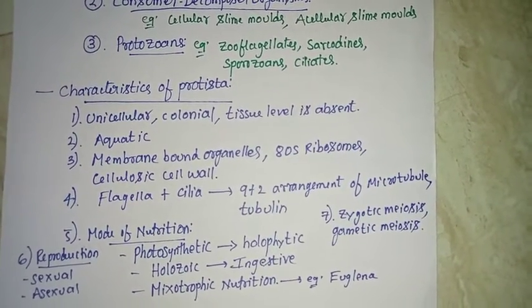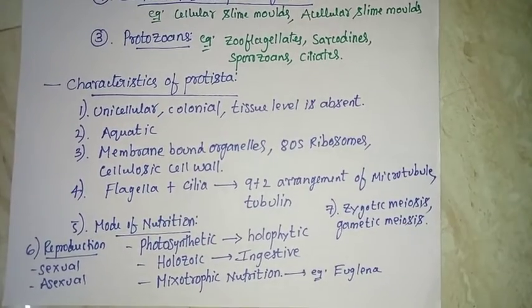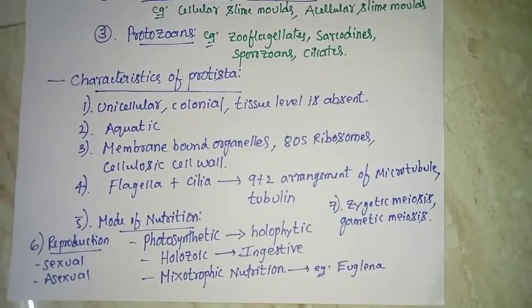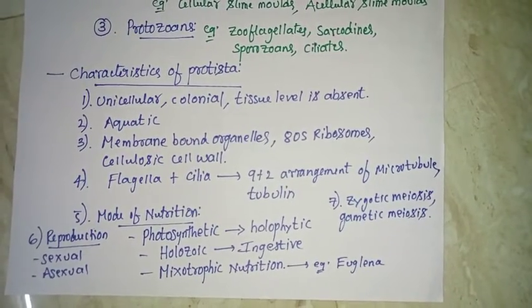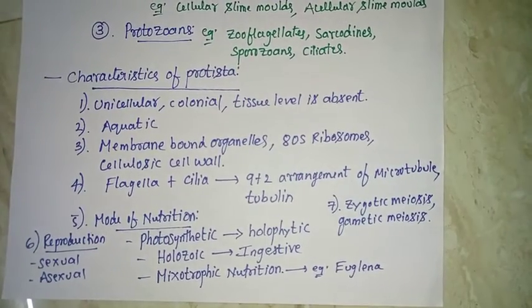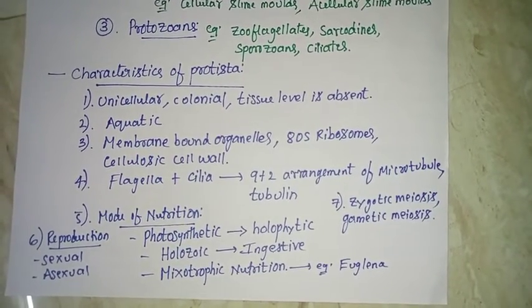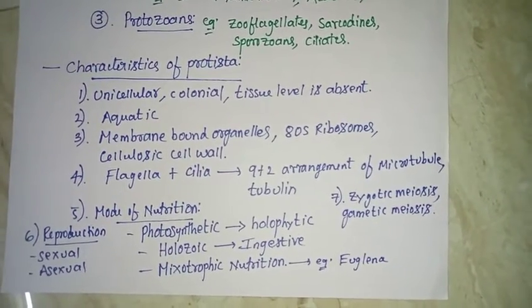My dear students, let us see the mode of nutrition. It is photosynthetic, also called holophytic, holozoic or ingestive. Mixotrophic nutrition is mostly seen in Euglena. Euglena is also known as what? It's a connecting link between plant and animal.